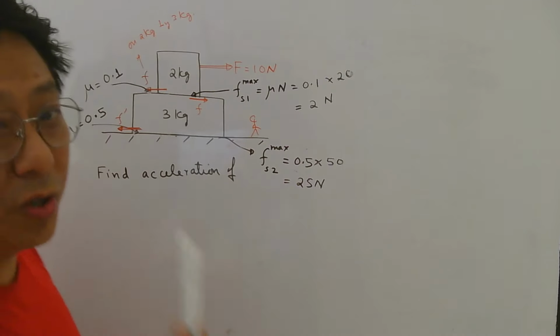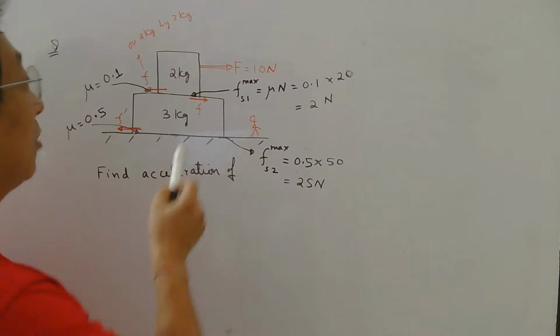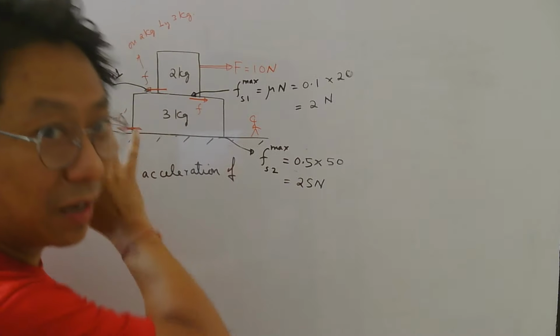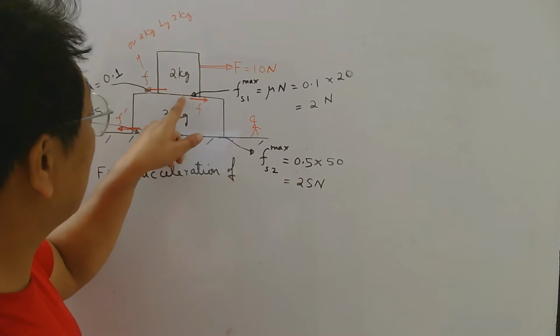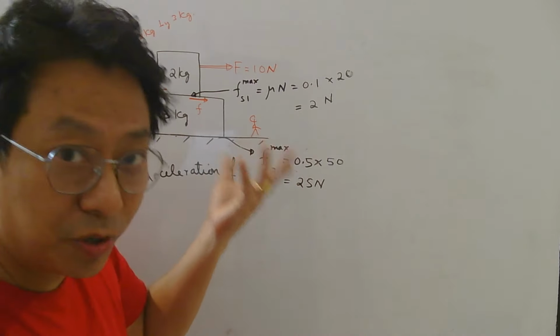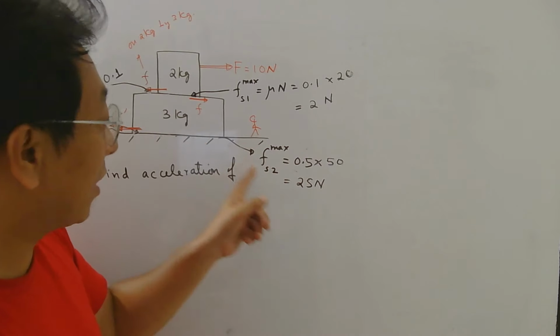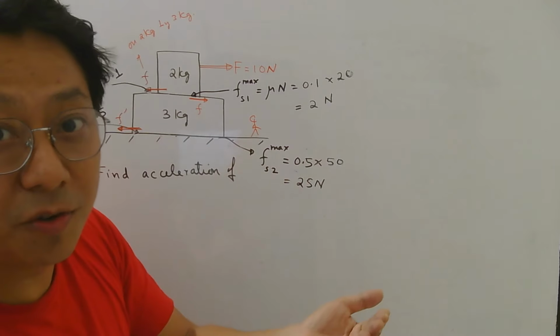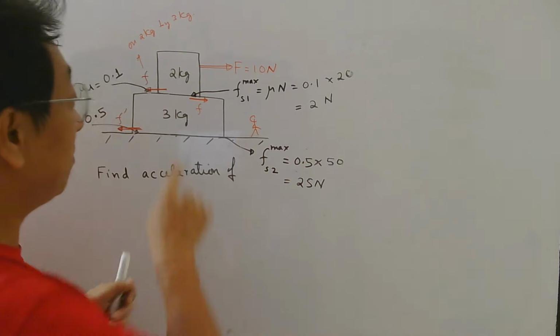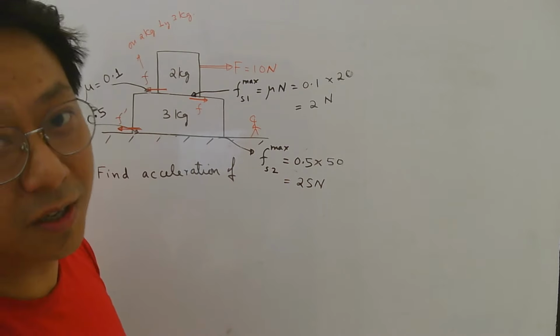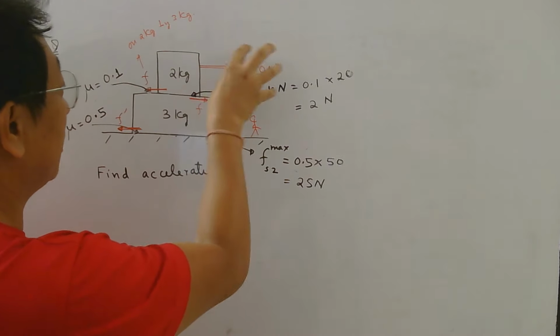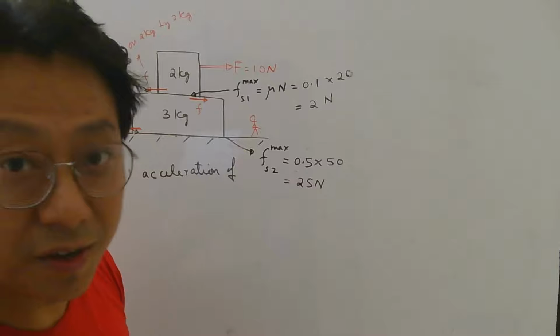So now here there is no need to waste our time to check whether they will move together or not. They will never move together because maximum static friction here is up to 2 Newton only, whereas here maximum static friction is up to 25 Newton. Isn't it? So slipping here will start first. Therefore, this will start moving and this will continue to be at rest.